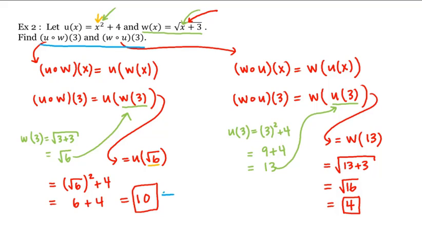Now notice something here. This was u composed with w of 3, and this is w composed with u of 3. Notice they're not equal to each other. Even though the inputs, namely 3, to these functions are the same, the values are not the same. However, there is a special situation in which these values will be equal for any input. But we'll learn about that in the inverse function lessons.